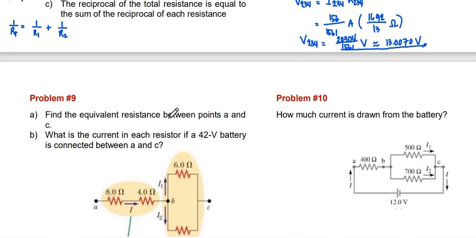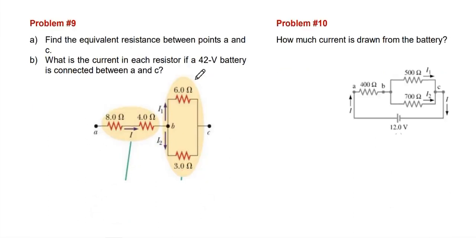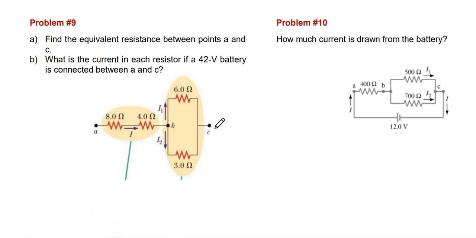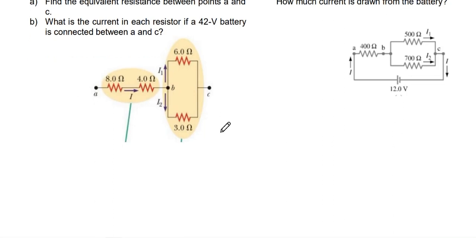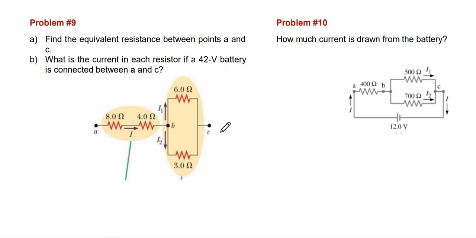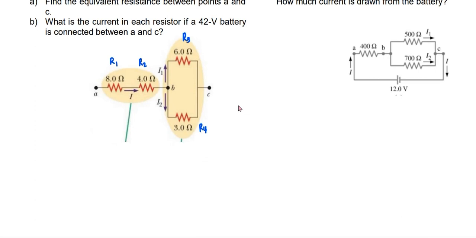Okay, next. Find the equivalent resistance between points A and C, and we are to find the current in each resistor if a 42-volt battery is connected between points A and C for this connection. So let's name the resistors. Let's say this is 1, 2, 3, and 4. Okay, so where do we start? So we can combine R1 and R2, and we can combine R3 and R4.